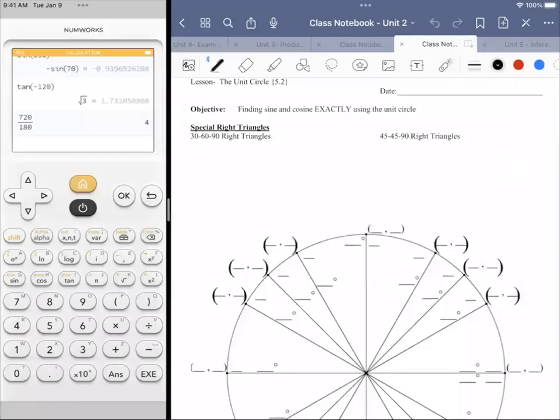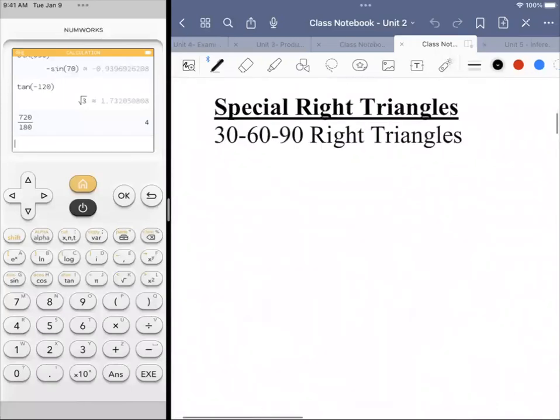So we're gonna dive into the unit circle this evening, but before we do that, a little refresher on special right triangles: 30, 60, 90 right triangles and 45, 45, 90 right triangles, right? These are the foundational measurements for the unit circle, right? So start off with the 30, 60, 90 right triangle.